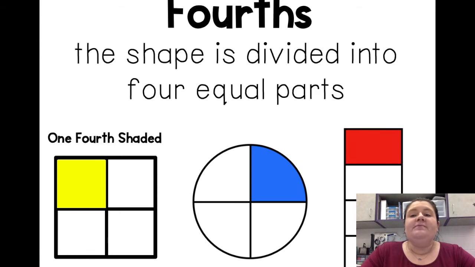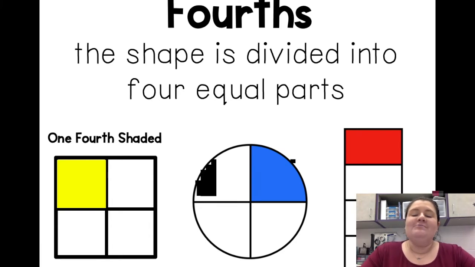So fourths are one of the ways that we can divide our shape, and fourths are divided into 4 equal parts. So here I have a square, and in this square you have 1, 2, 3, 4. All of these squares are the same size, and there's 4 pieces of them. Then you also have a circle that is also divided into fourths. So as you can see, this is similar to a pizza. Each pizza slice is the exact same size.